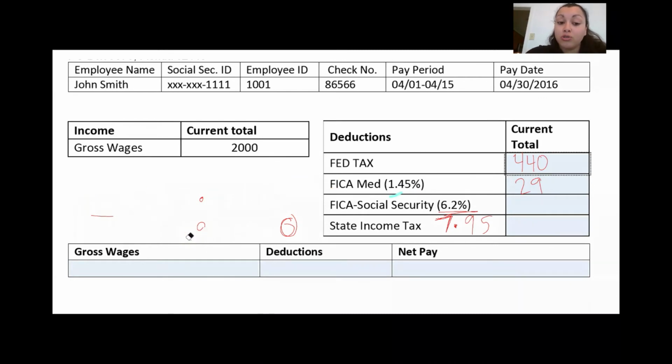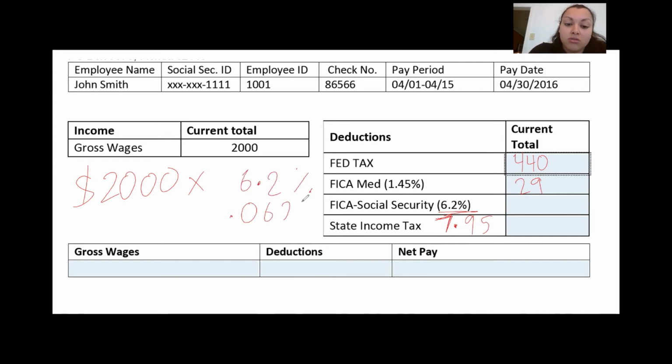So now we're going to do our Social Security. Our Social Security is charged at 6.2%. So we take our $2,000 and we multiply it by 6.2%, which is the same thing as 0.062. So I know that 62 times 2 is 124. There are 3 zeros here, so I add 3 zeros, but there are also 3 decimal places. So I have to have 3 in my answer, so I'm being charged $124 for Social Security.